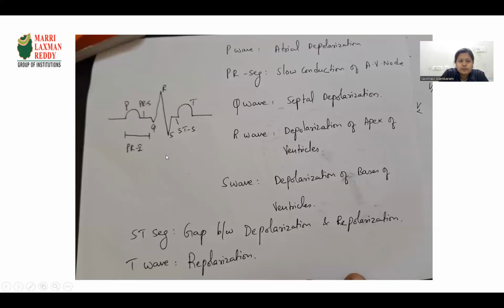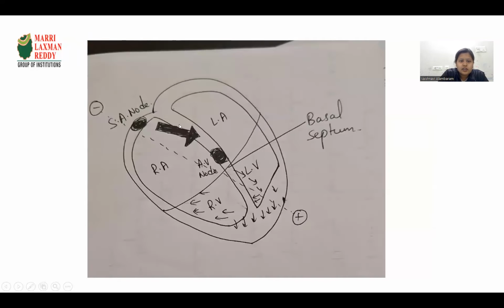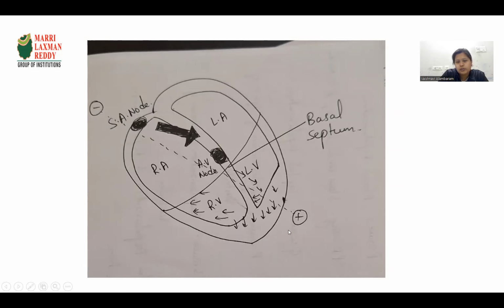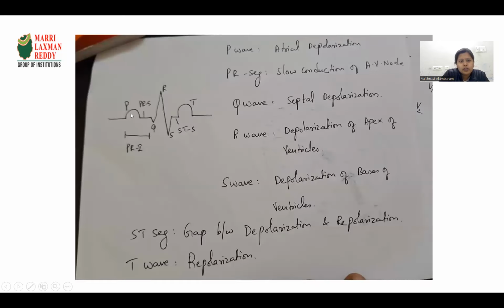Here you can see, from the SA node the impulses are generated. You have a special type of cells in the SA node, that is pacemaker cells. Your action potentials are generated, and this is the net vector direction. Both your atria, right and left atrium, are getting depolarized. That is, there is a charge transfer from negative to positive, that is positive charge moving towards the positive charge. You get a positive deflection, that is your P wave.